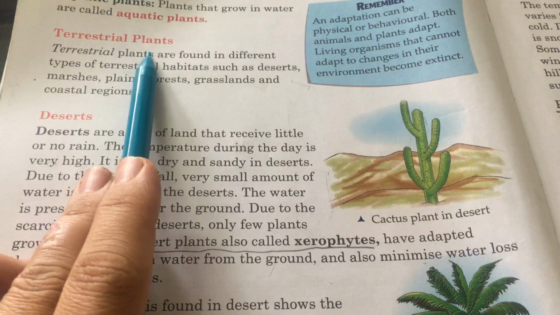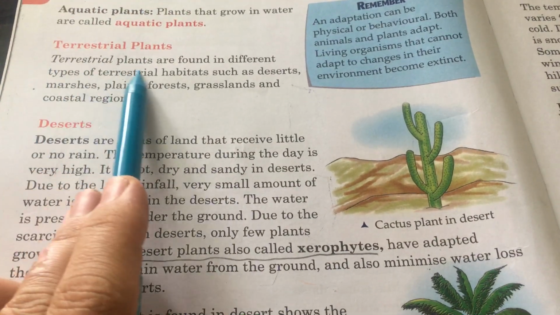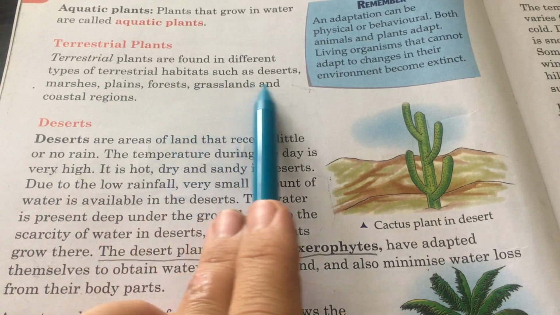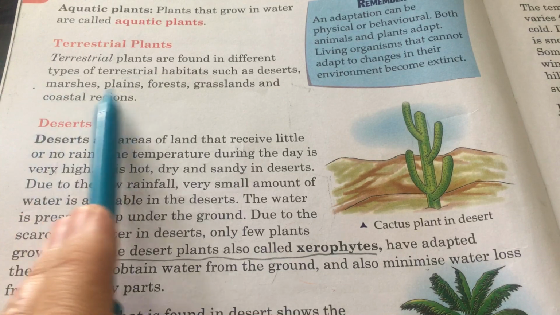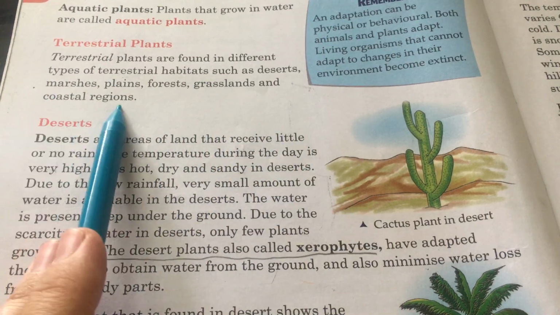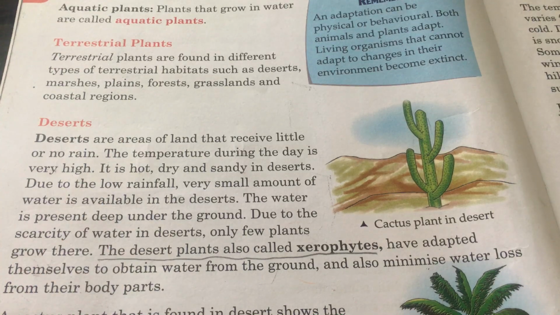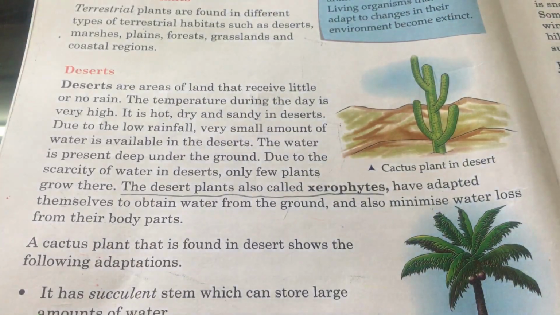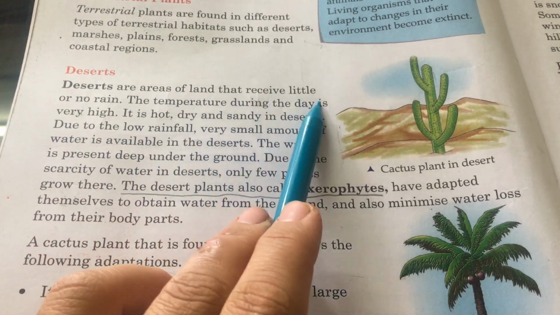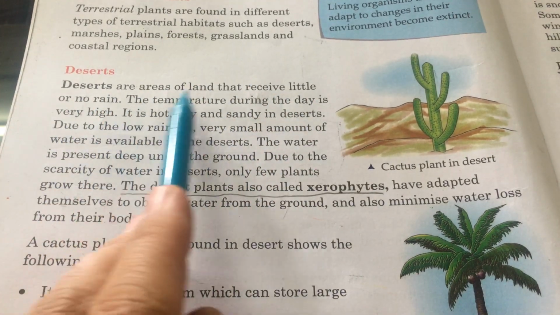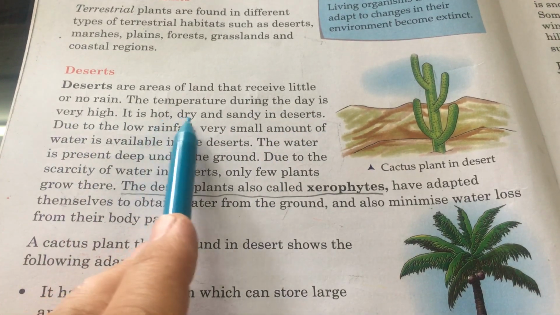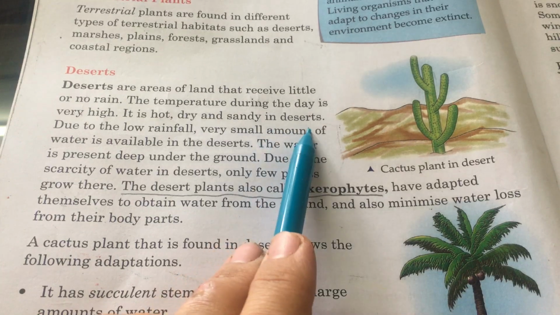Now, terrestrial plants. Terrestrial plants are found in different types of terrestrial habitats such as deserts, marshes, plains, forests, grasslands, and coastal regions. Now, let's learn about deserts. Deserts are areas of land that receive little or no rain. The temperature during the day is very high. It is hot, dry, and sandy in deserts.